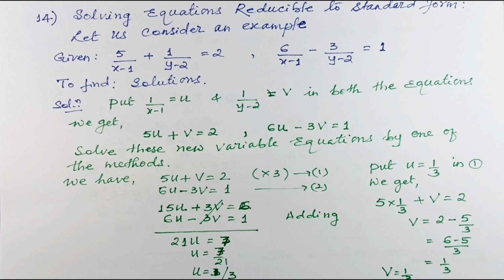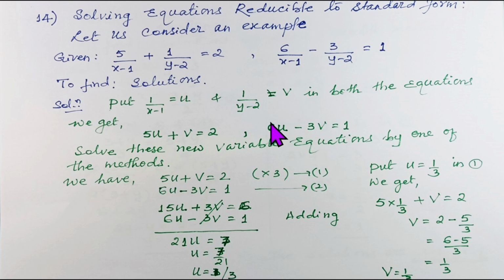But here I have gone for an indirect method of converting the variables x and y into new variables u and v. If you see here, 1 by x minus 1 is common to both the equations. 1 by y minus 2 is again common to both the equations. Therefore I have replaced 1 by x minus 1 as u and 1 by y minus 2 as v. So I get 5u plus v equal to 2, 6u minus 3v equal to 1.